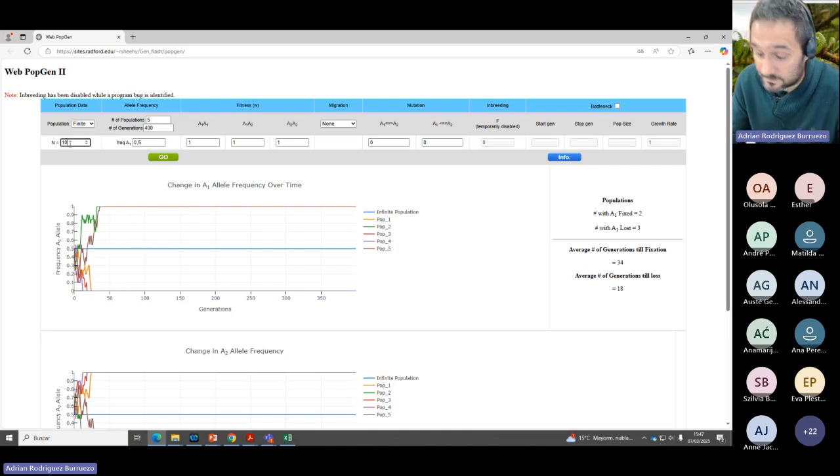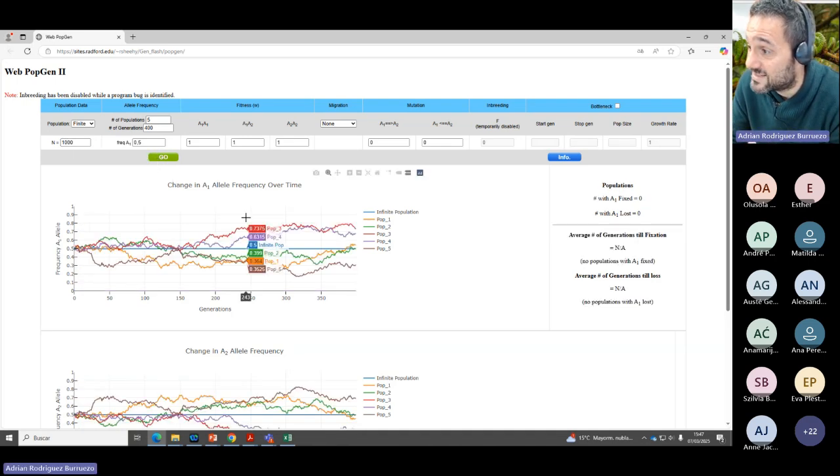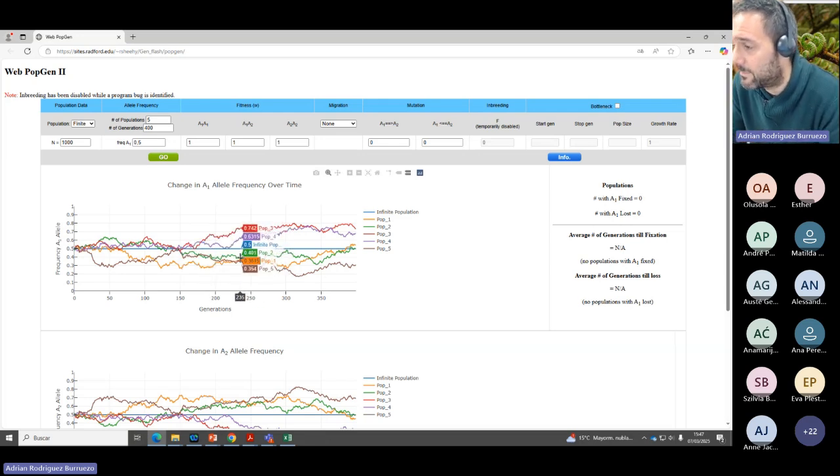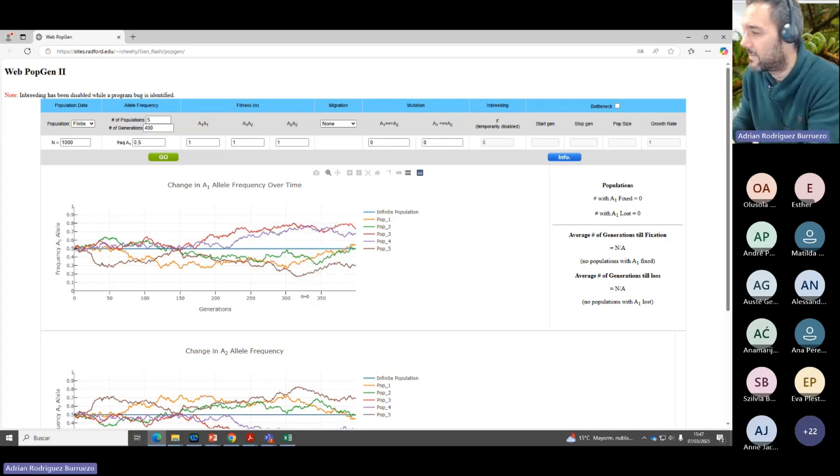On the contrary, if we increase the number of individuals to 1,000, you can see that in the populations some are increasing the occurrence of A1, some others are decreasing the presence of A1, but they stay. Okay? Maybe after 500 generations, in some of the populations, one of the alleles disappears. But thanks to this high number of individuals, the effect of genetic drift decreases.